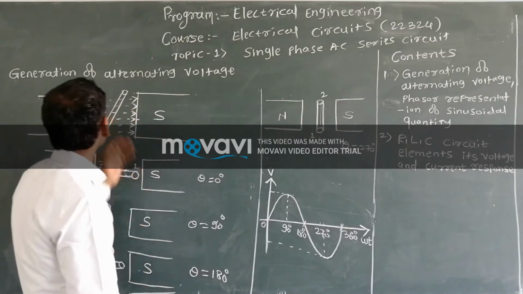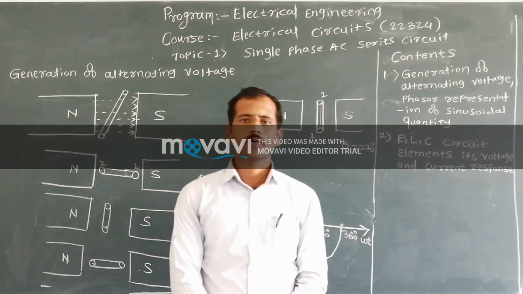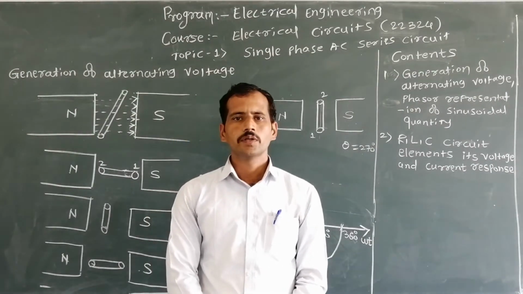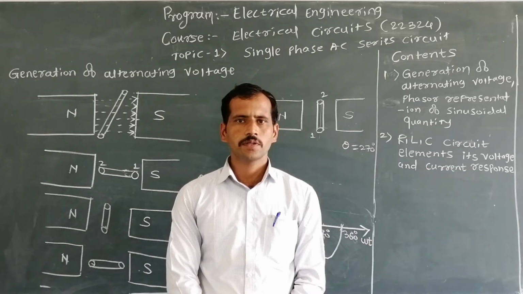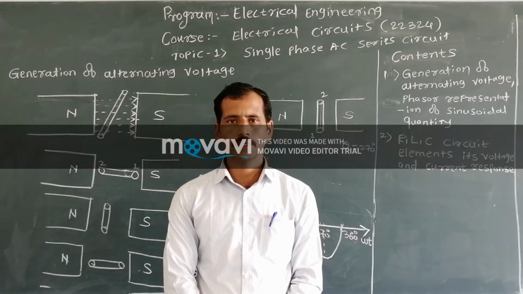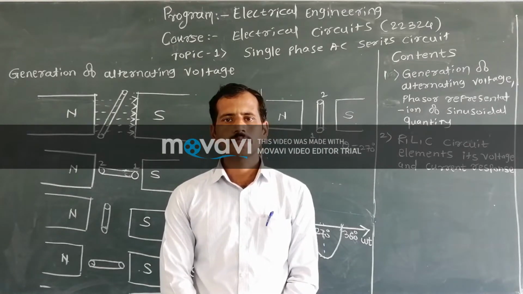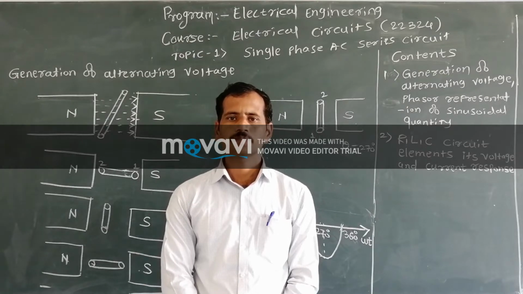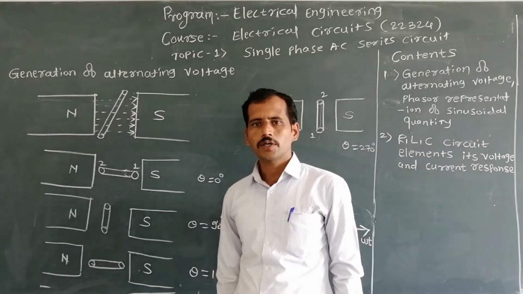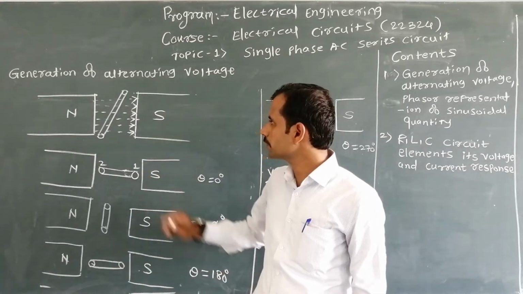To generate AC voltage, first we will require three basic needs in electrical machines. In any electrical system, the generation is always AC. After that we will convert that AC into DC when we require. First we will see generation of alternating voltage, and first we will see construction.